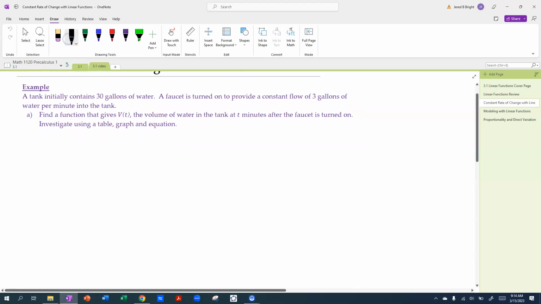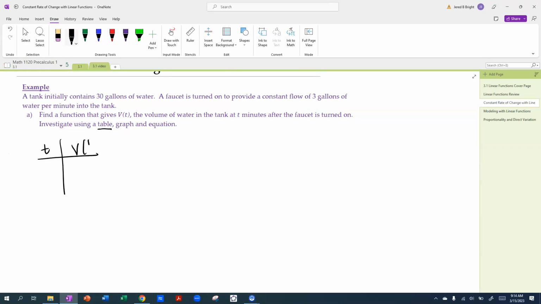Okay, so I'm going to begin with a table. So if I think about t and V of t, initially, when time is 0, it has 30 gallons of water in it. Then after 1 minute, how much water is going to be in the tank? Well, there's still going to be 30, it's not emptying. And then it increases its volume by 3 gallons because it says there's going to be 3 gallons of water added per minute into the tank.